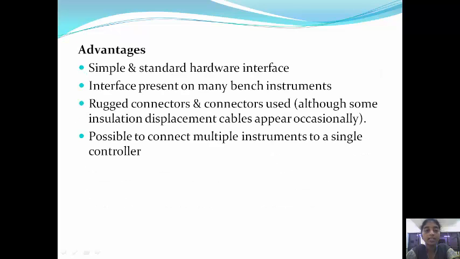The main advantage of this GPIB bus is that it is a very simple and standard hardware interface, that is, it can be easily implemented. The interface is present on many bench instruments. It uses rugged connectors, so although the systems may have been installed previously, it can be easily implemented on an already existing system. It is possible to connect multiple instruments to a single controller. As I said previously, 15 systems can be connected in parallel and processed, but the length should not exceed 20 meters.